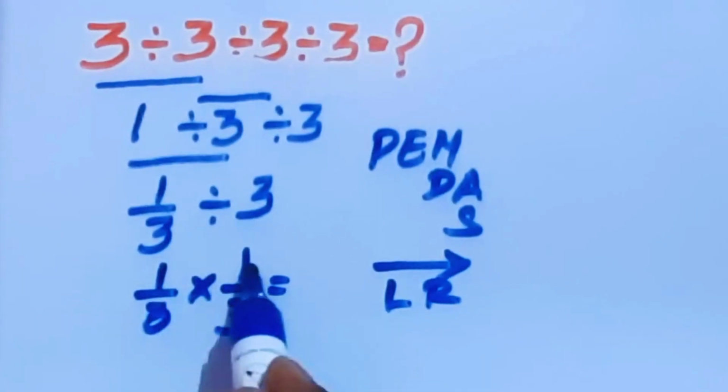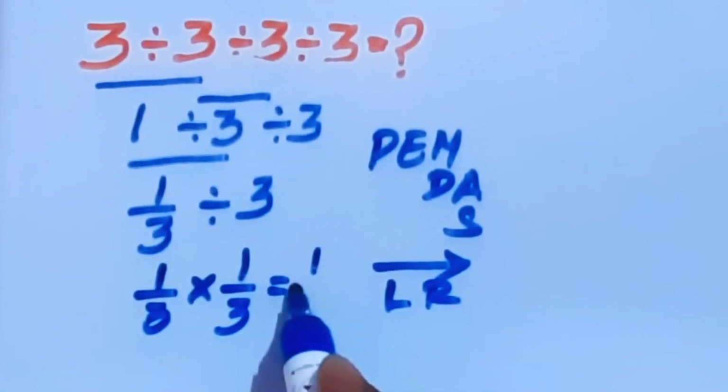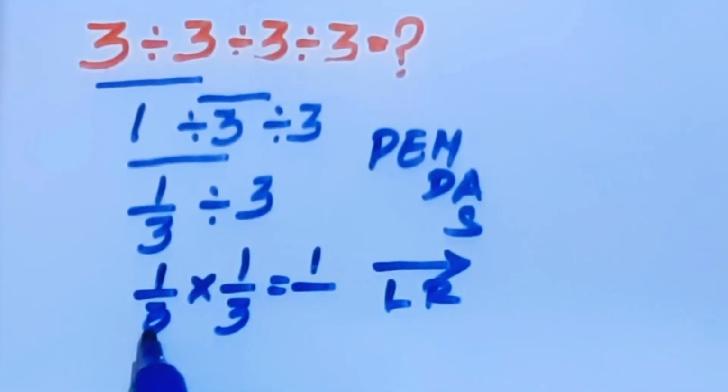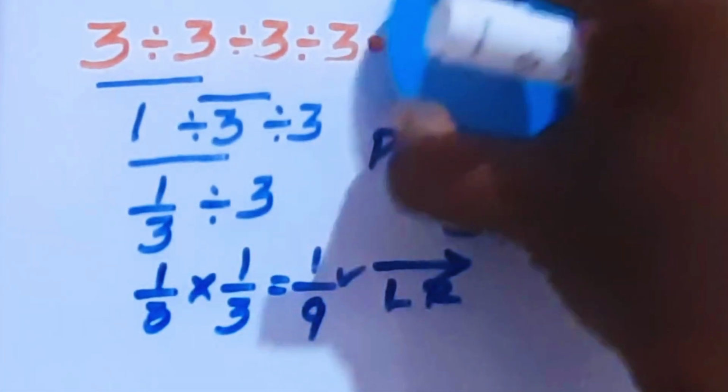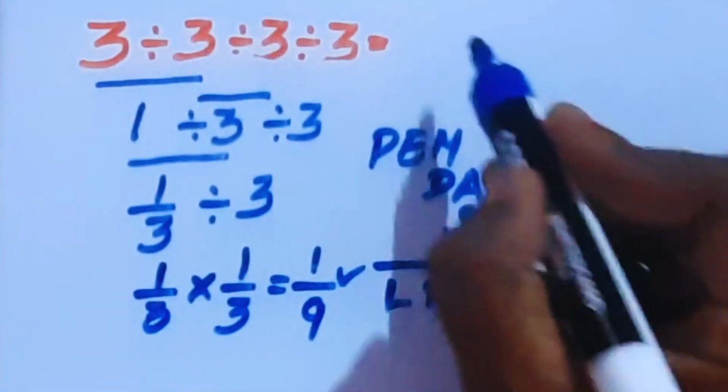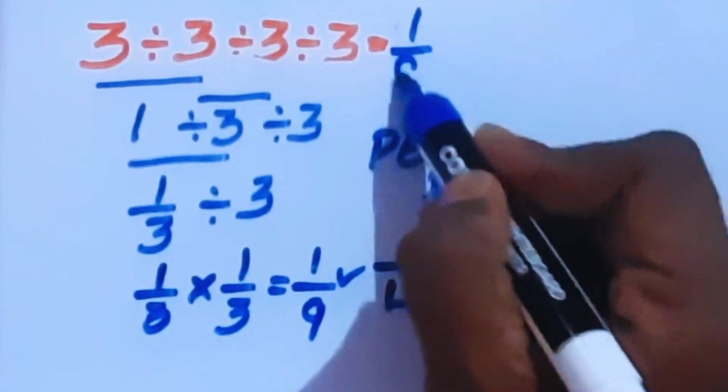Now 1 times 1 is 1. Here in the denominator, 3 times 3 is 9. This is the correct answer. So 1 by 9.